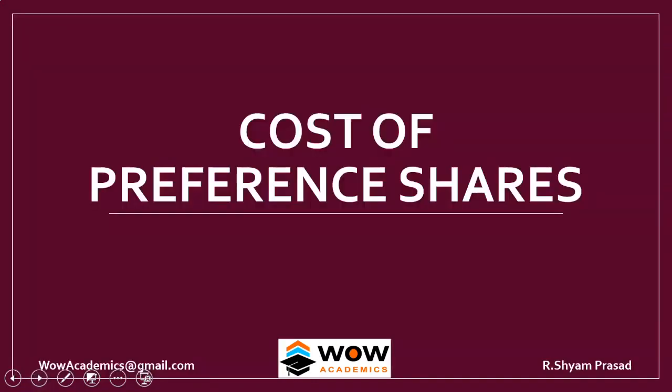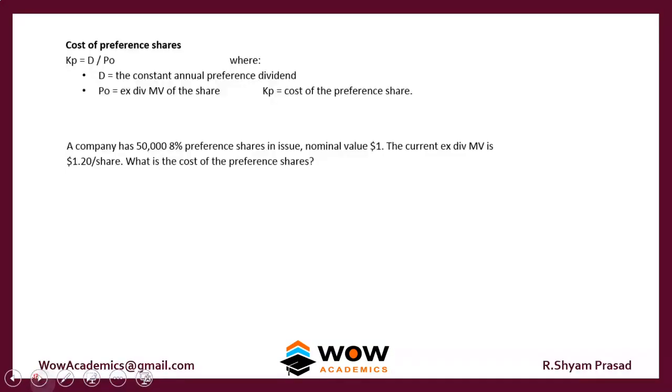So now we'll move on to cost of preference shares. So this is the formula. Kp equals D divided by P0, where D refers to the constant annual preference dividend. So usually preference dividends don't grow, they are just a fixed number. And P0 refers to the ex dividend market price of the preference share. So we'll start with the Kp. So Kp equals D divided by P0 into 100. So we have to get D and P0.